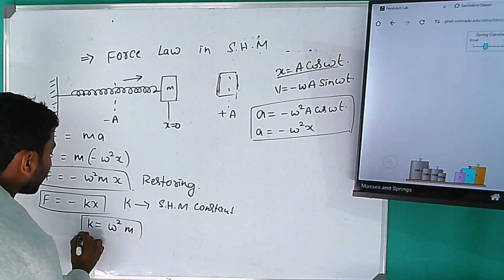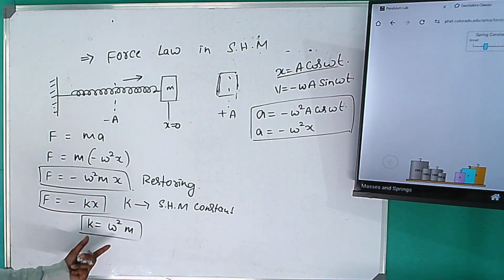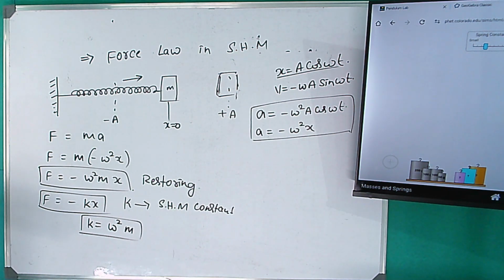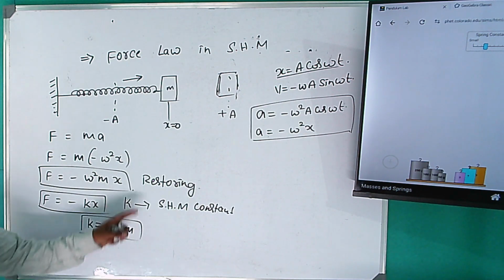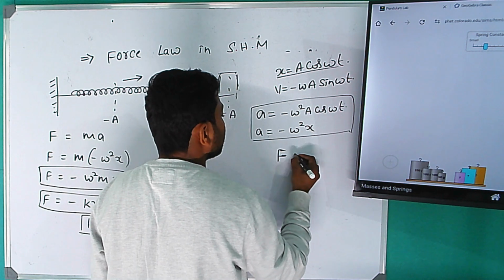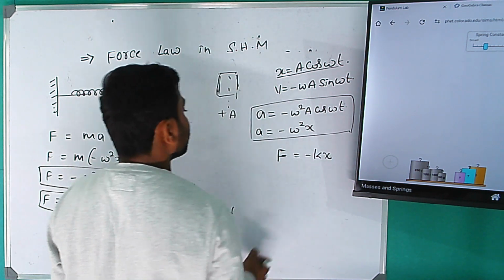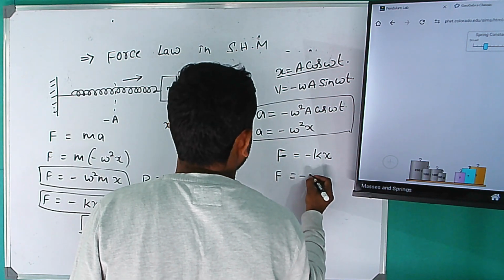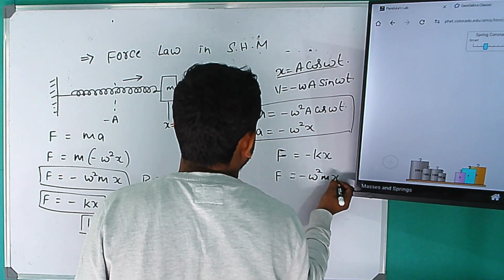K value depends, for a spring mass system, on the angular frequency of the particle and the mass of the particle. So we have got the equation F is equals to minus kx. In other words, I can rewrite this as F is equals to minus omega square m into x.